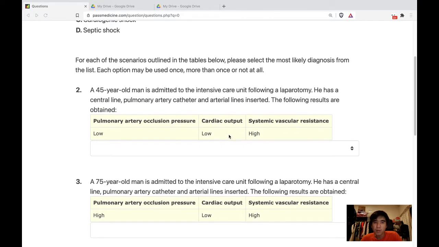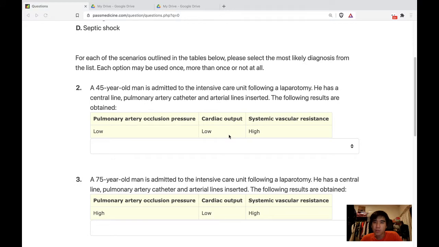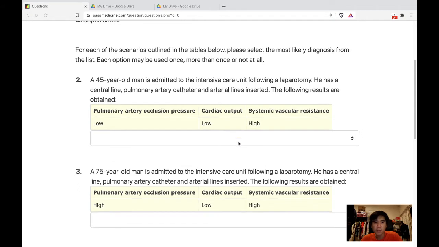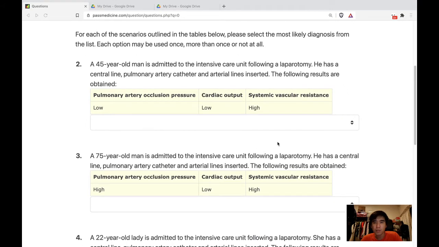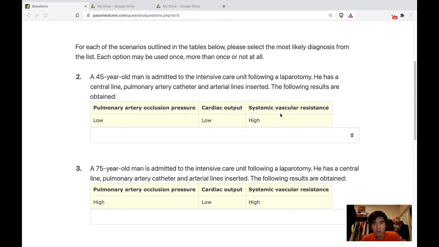A 45-year-old man is admitted to the intensive care unit following a laparotomy. He has a central line, pulmonary artery catheter, and arterial lines inserted. The following results are obtained: pulmonary artery occlusion pressure, cardiac output, systemic vascular resistance. Okay, this guy is following laparotomy. There's a central line, pulmonary artery catheter, and arterial lines inserted. Following laparotomy, maybe he's bleeding.